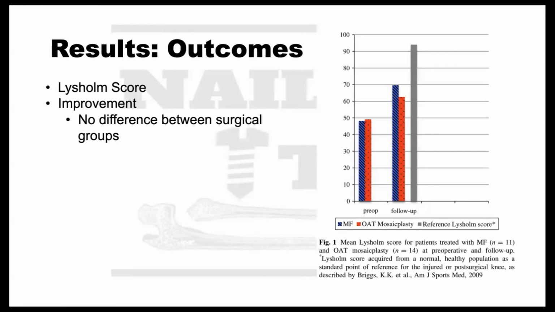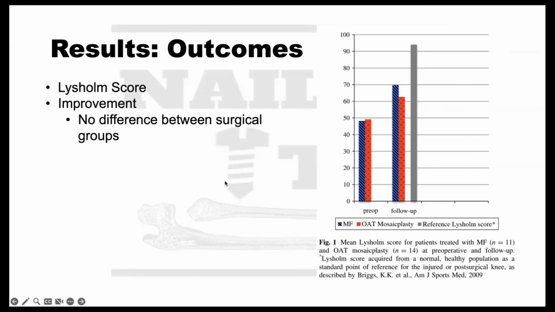So in terms of outcomes, when looking just at the Lysholm score, there was no difference between the groups at any time point, but both microfracture and OATS had significant improvement from pre-op to follow-up. But also when you look at the follow-up, they still had lower scores than the uninjured controls that they compared. And if you're following along on the video, that's the gray column there. So definitely improved, but there was no difference between the groups at long term.